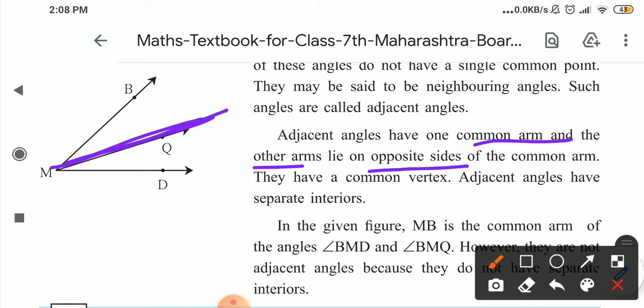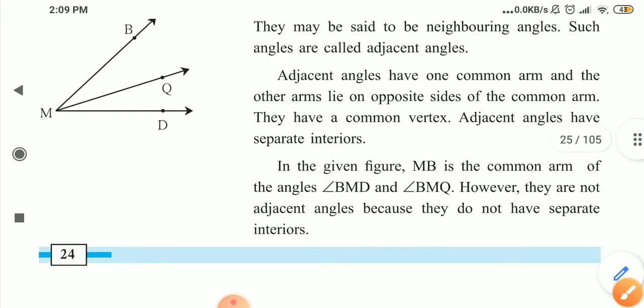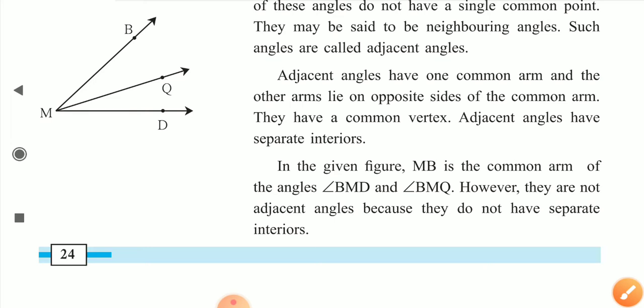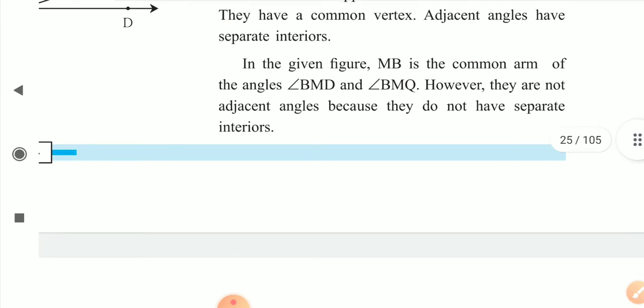An angle is made up of 2 arms, and from those, one arm is opposite to this common arm. If you see here, I will show it with the pink color. So MB and MD are opposite to this common arm, that is MQ. Okay, they have a common vertex. Adjacent angles have separate interiors. Interiors are different, but in the given figure MB is a common arm of the angles BMD and BMQ. However, they are not adjacent angles because they do not have separate interiors.